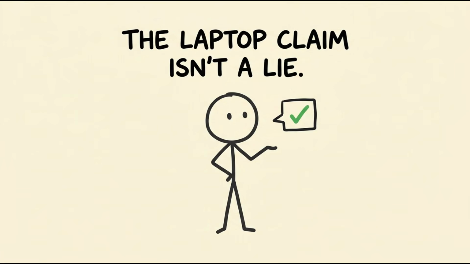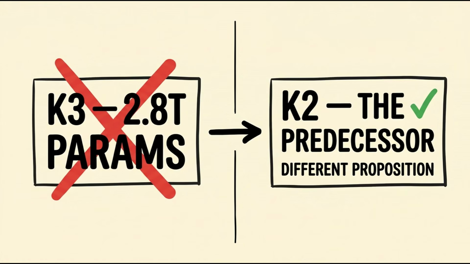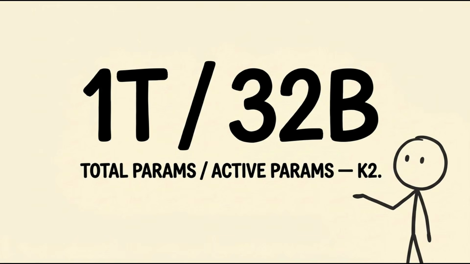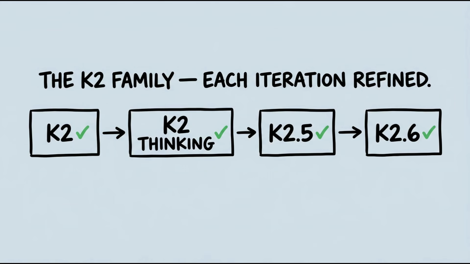Now here's why the laptop claim isn't actually a lie, it's just pointed at the wrong model. Kimi K2, the predecessor, is a completely different proposition. 1 trillion total parameters, 32 billion active, a design Moonshot has been refining since July of last year through K2, K2 Thinking, K2.5, and K2.6.